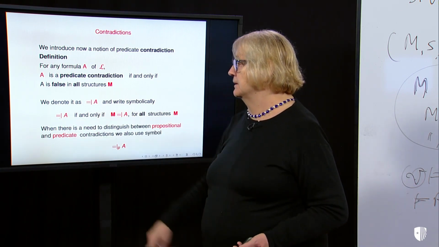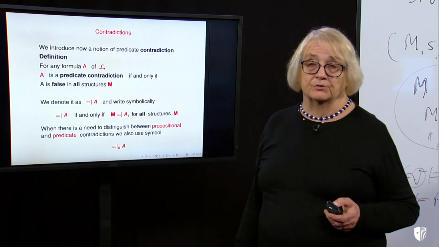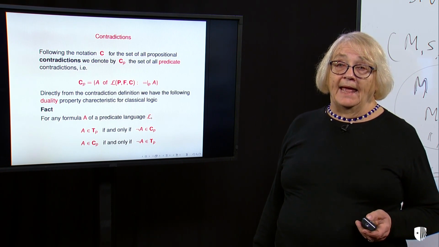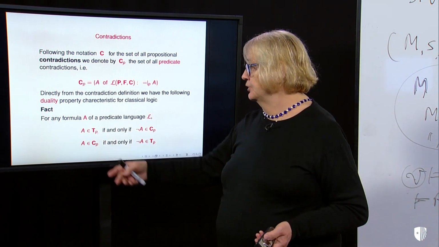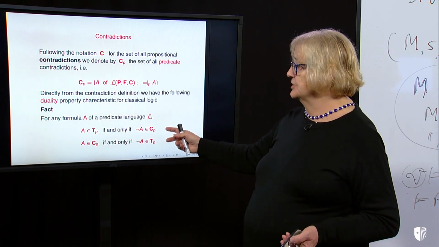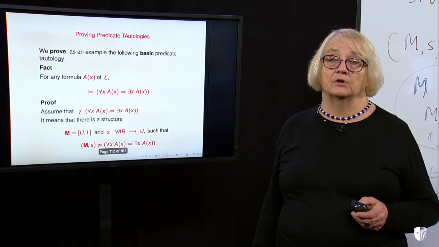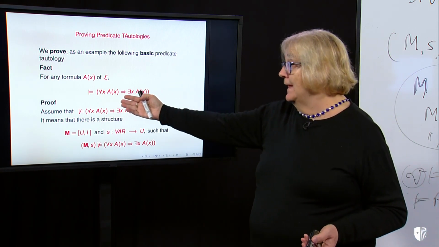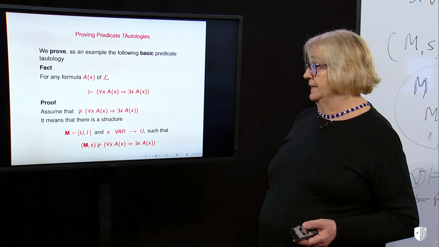You can write P here also, so that you distinguish the propositional and predicate contradiction. And of course, A is a tautology if and only if its negation is a contradiction, and A is a contradiction if and only if its negation is a tautology. And now we can prove, for example, that this is a predicate tautology.